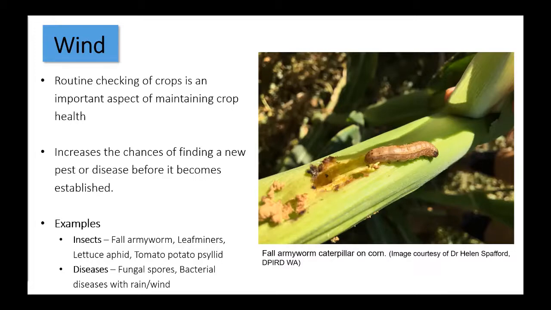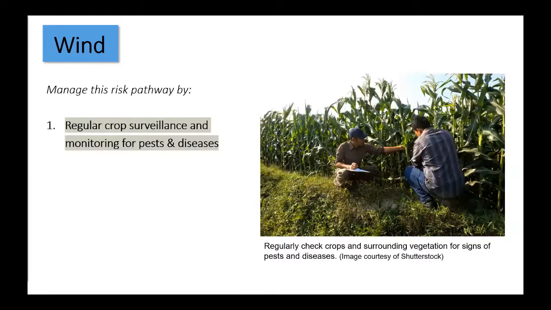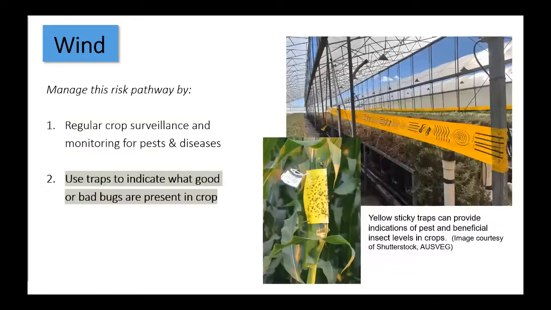Effective management does rely on good timing of any control, especially because we haven't seen the full impact of it yet in Victoria, whereas we have up in Queensland and New South Wales. You'll be able to detect it early if you're out there monitoring regularly. So the key to managing wind as a pathway, as I said, is regular crop monitoring for pests and diseases, both in crop and in surrounding vegetation, so your weeds as well.